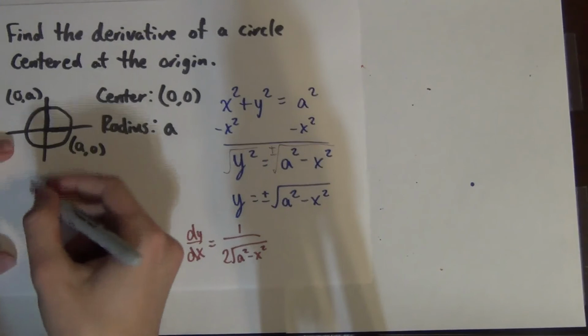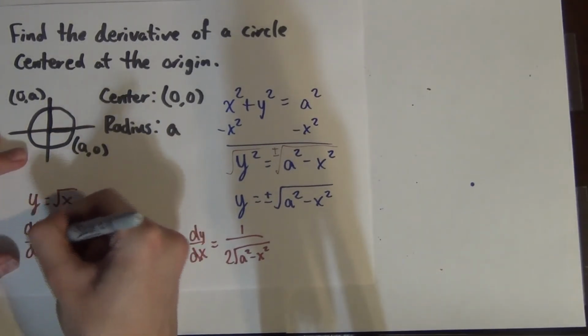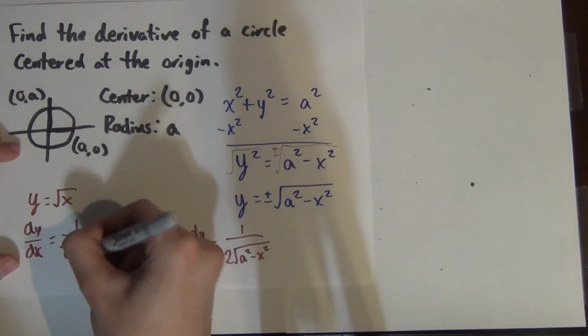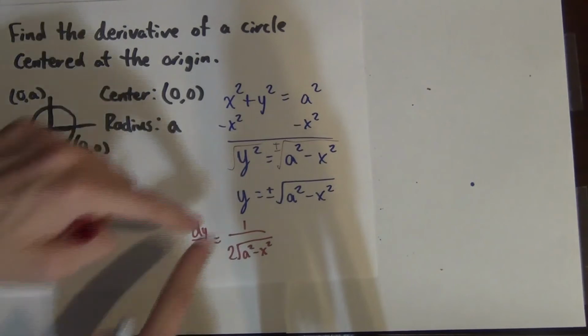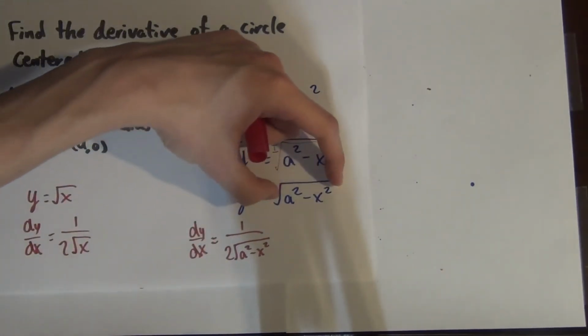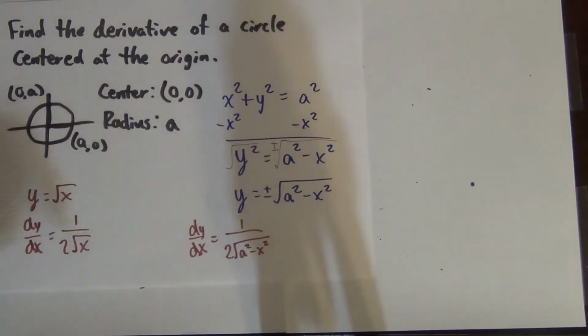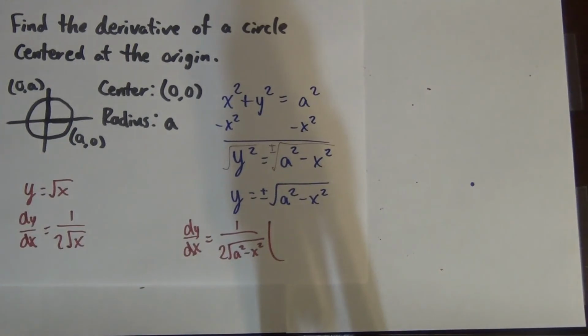That's because if y equaled the square root of x, dy dx equals 1 over 2 times the square root of x. You can verify that if you want, but hopefully you're sensing a pattern here. It's the same thing, 1 over 2 times the square root of, but instead of x we have a squared minus x squared, so I just put that right there. But we have to multiply it by the derivative of the inside function. So what is that going to be?